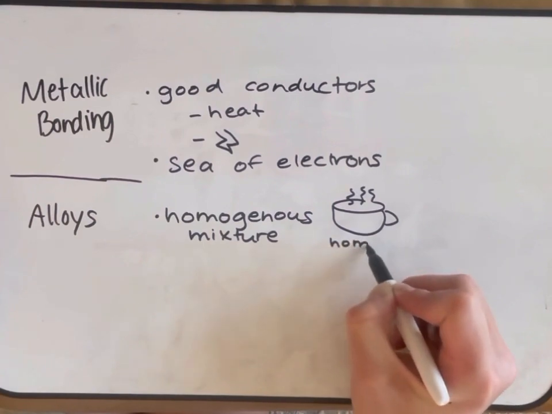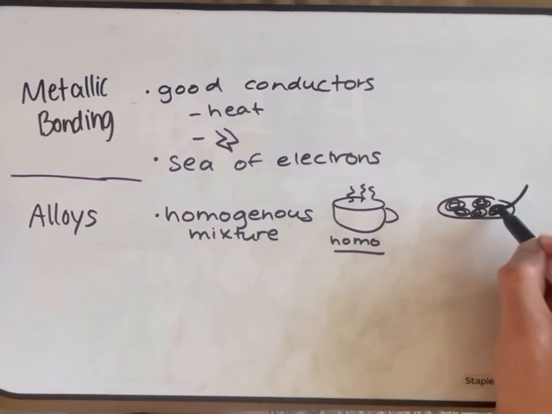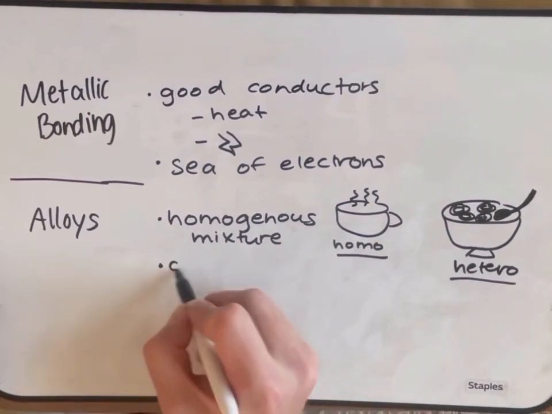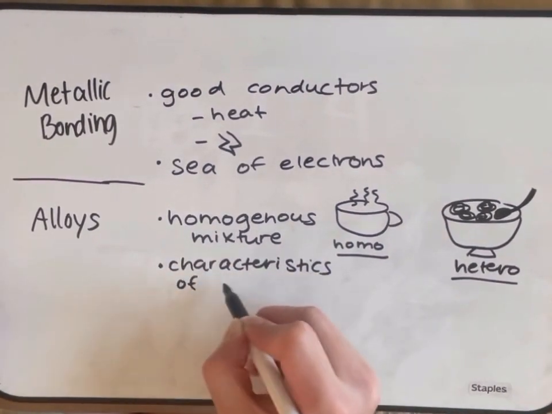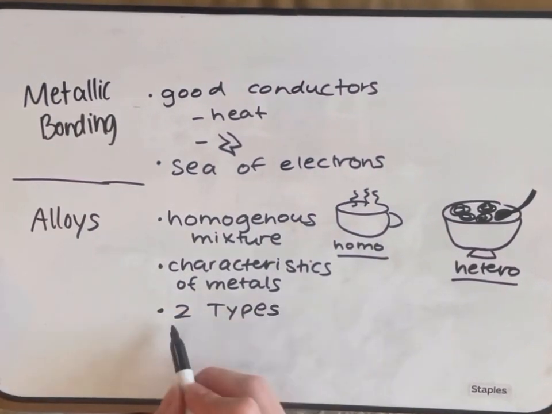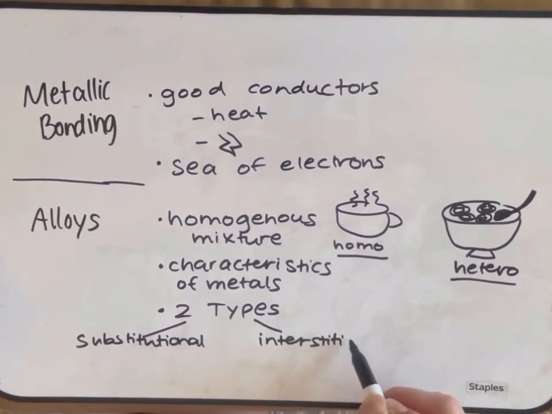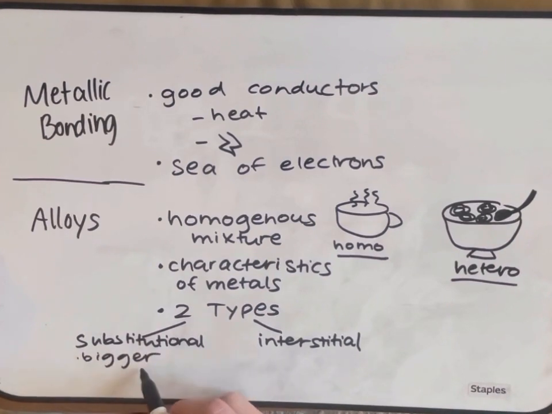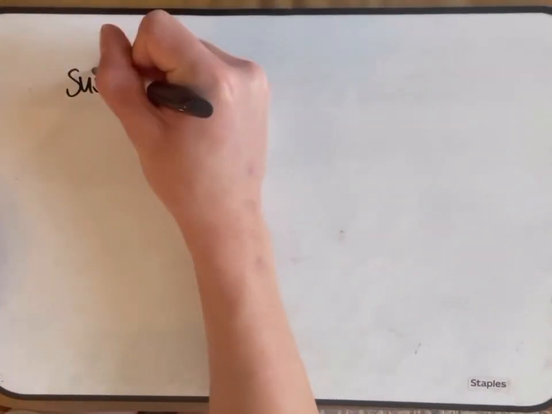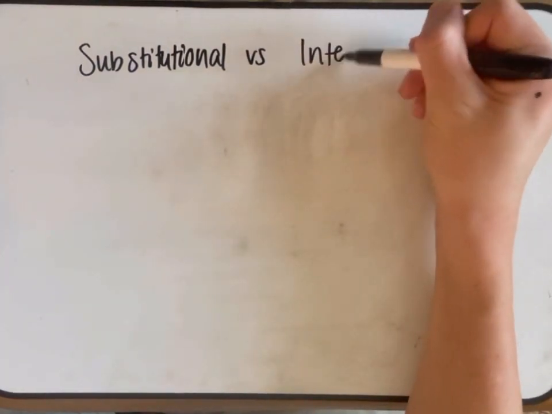So, like we see, coffee is a homogeneous mixture, while cereal is not, because in cereal we can see every different part, which means it's heterogeneous. But in coffee we can see that it's homogeneous. Alloys also have the characteristics of metals, but there's two types of alloys, one being substitutional alloys and the other interstitial alloys. And we'll get into that a little bit more. But basically, substitutional alloys are bigger atoms and interstitial are smaller atoms. So let's talk about substitutional versus interstitial.